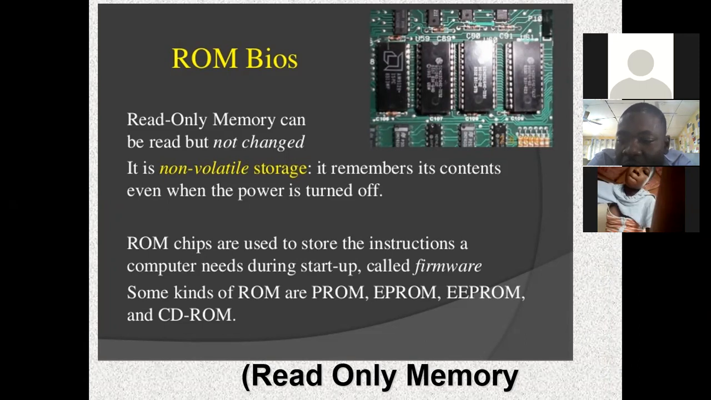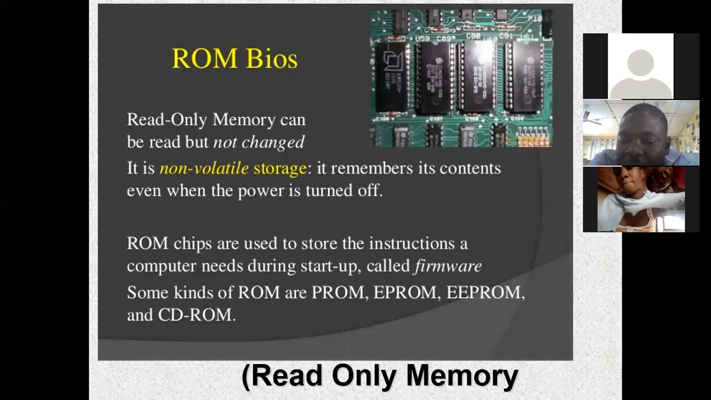We said we have the programmable read-only memory. We have the electrically programmable read-only memory. Then we have the erasable programmable read-only memory. Then we have the electrically erasable programmable read-only memory. So these were some examples or some types of ROMs, okay? Or ROM chips. So I've gone through that with you.